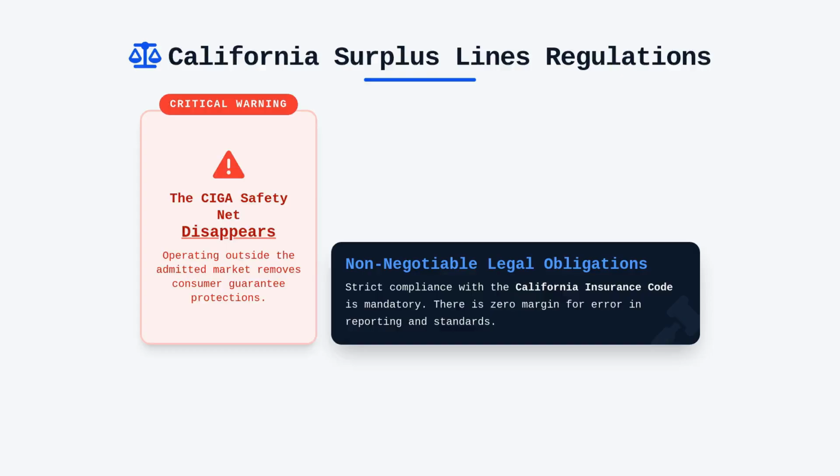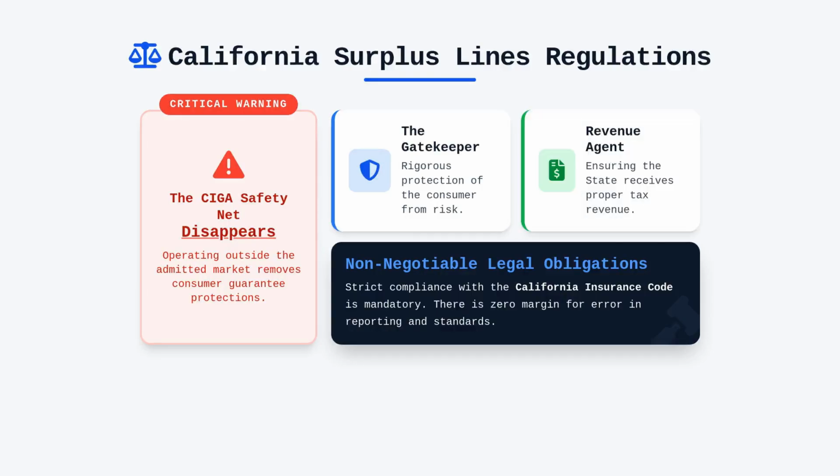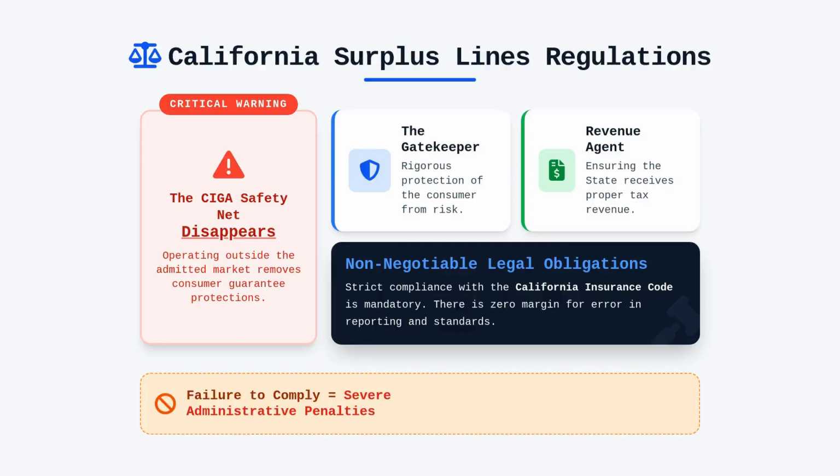Your primary responsibility is to act as a rigorous gatekeeper, protecting the consumer while ensuring the state receives its proper revenue. If you fail to meet these high standards of compliance and reporting, you risk facing severe administrative penalties, including the immediate suspension or permanent revocation of your professional surplus lines license.